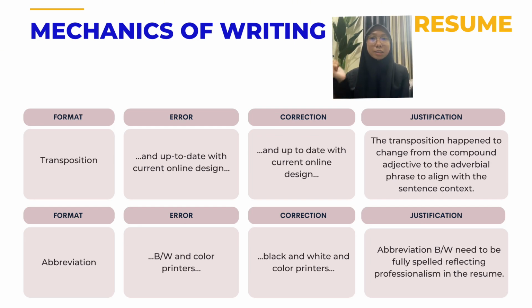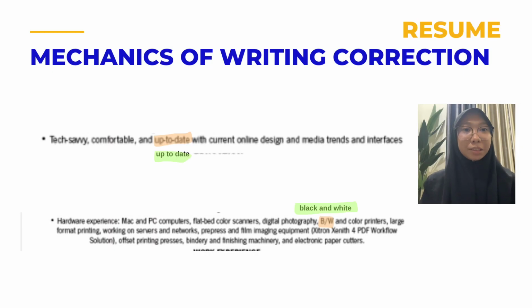And the next one is the abbreviation of black and white. So the error is B and W and color printed. So it's supposed to be spelled out fully as black and white because we need to ensure professionalism in the resume. These are the corrections that I made to the resume's mechanics of writing error.